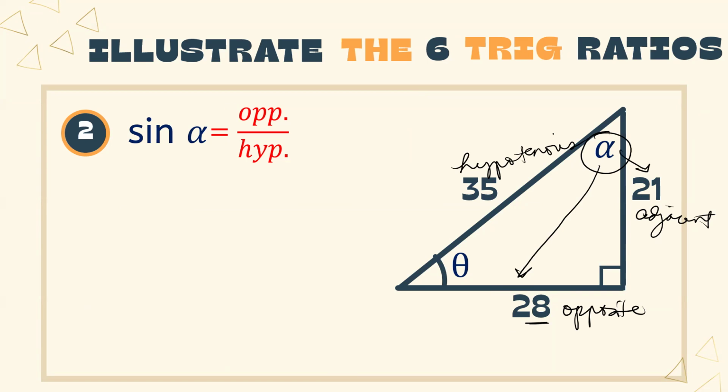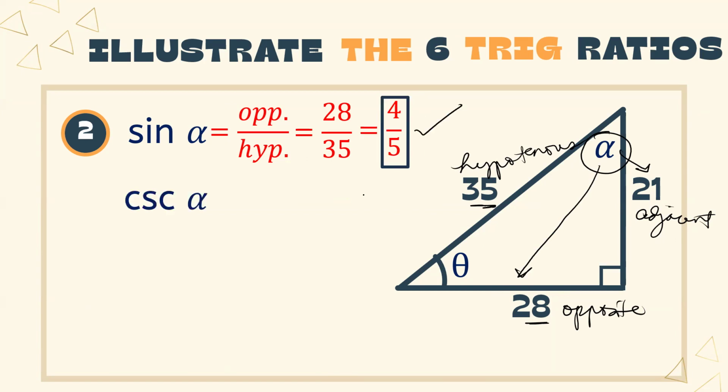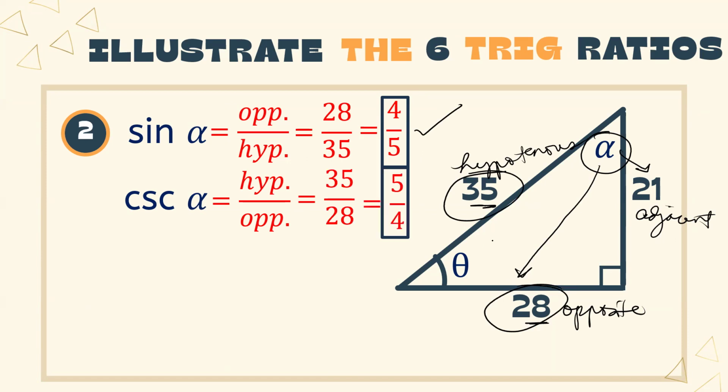Okay? So in that case, what would be sine alpha equal to? The opposite side is 28. The hypotenuse is 35. Therefore, simplifying that, that's 4 over 5. For cosecant alpha, that's hypotenuse over the opposite side. So the hypotenuse is 35. Opposite side is 28. That's 5 over 4.